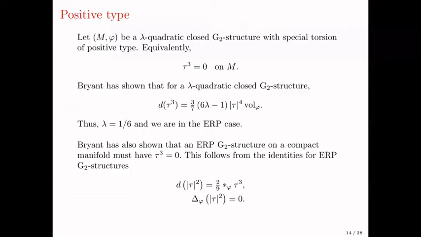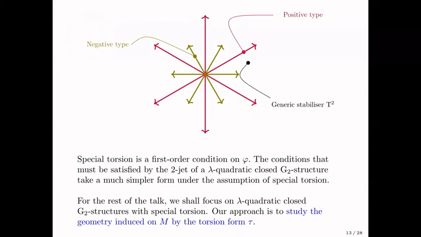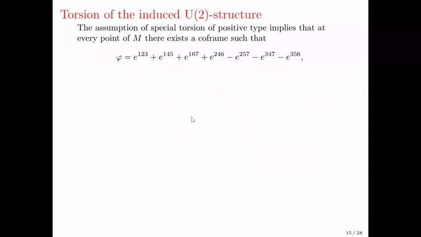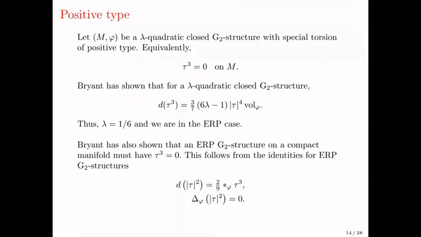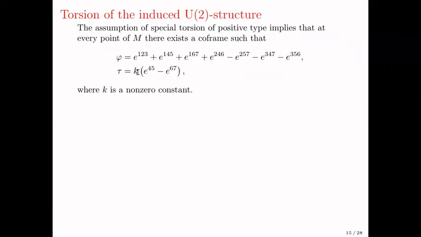Okay. So I should say that our approach in general is going to be to study the geometry induced on the manifold by the torsion form itself. Well, how does that happen in this case? The assumption of special torsion of positive type implies that at every point of M, there's a coframe such that phi looks like the standard 3-form, and tau is just some constant multiple of this 2-form. The reason that tau is a constant is because of this equation. So we're assuming, again, that tau cubed equals 0. So that implies that the norm of tau squared is constant, which will imply that k is a constant instead of a function, possibly.